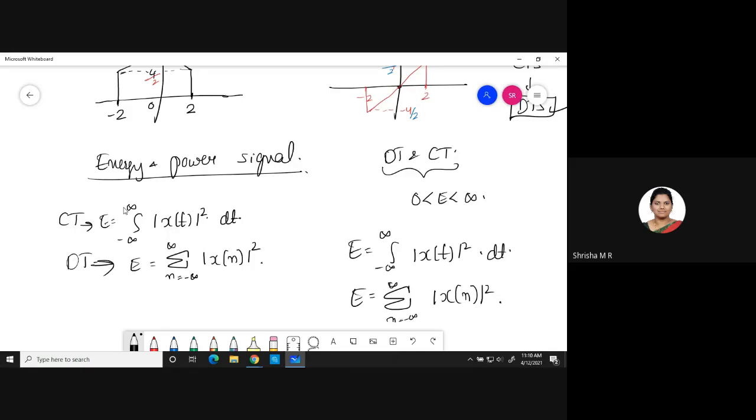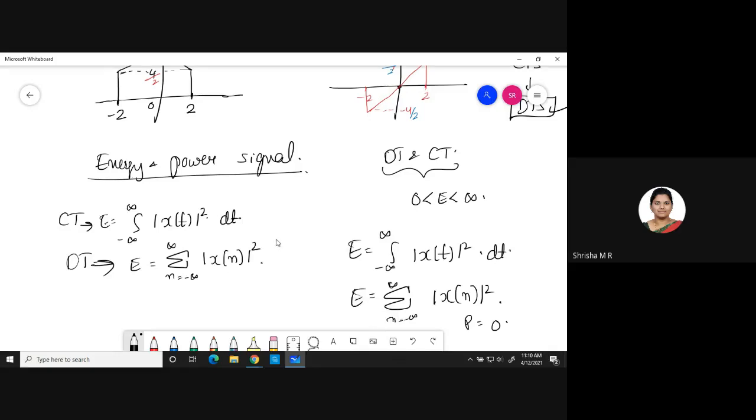So energy signals will always be non-periodic. Wherever you find a non-periodic signal, which is not repeating at equal intervals of time, you have to find the energy of that signal. They'll tell you to find the energy or power of the signal. For energy signals, the power will be equal to 0, whereas we will see for power signals.